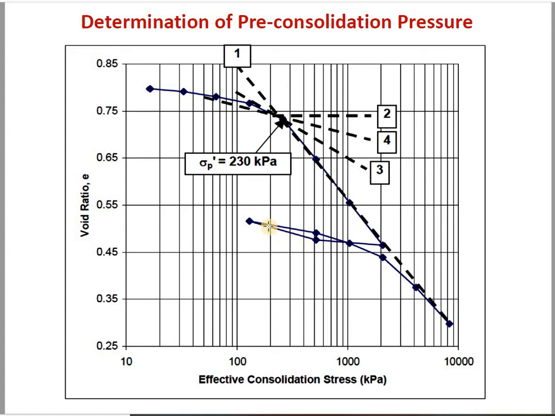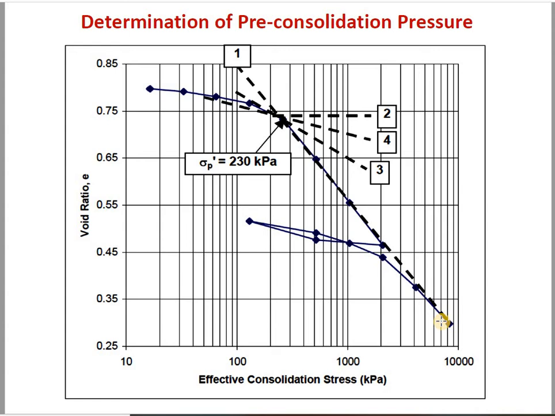This is the unloading path, and again you reload it. Finally it follows again the virgin compression, and you can find the CC and CR values. Now, how to locate the sigma p dash curve?